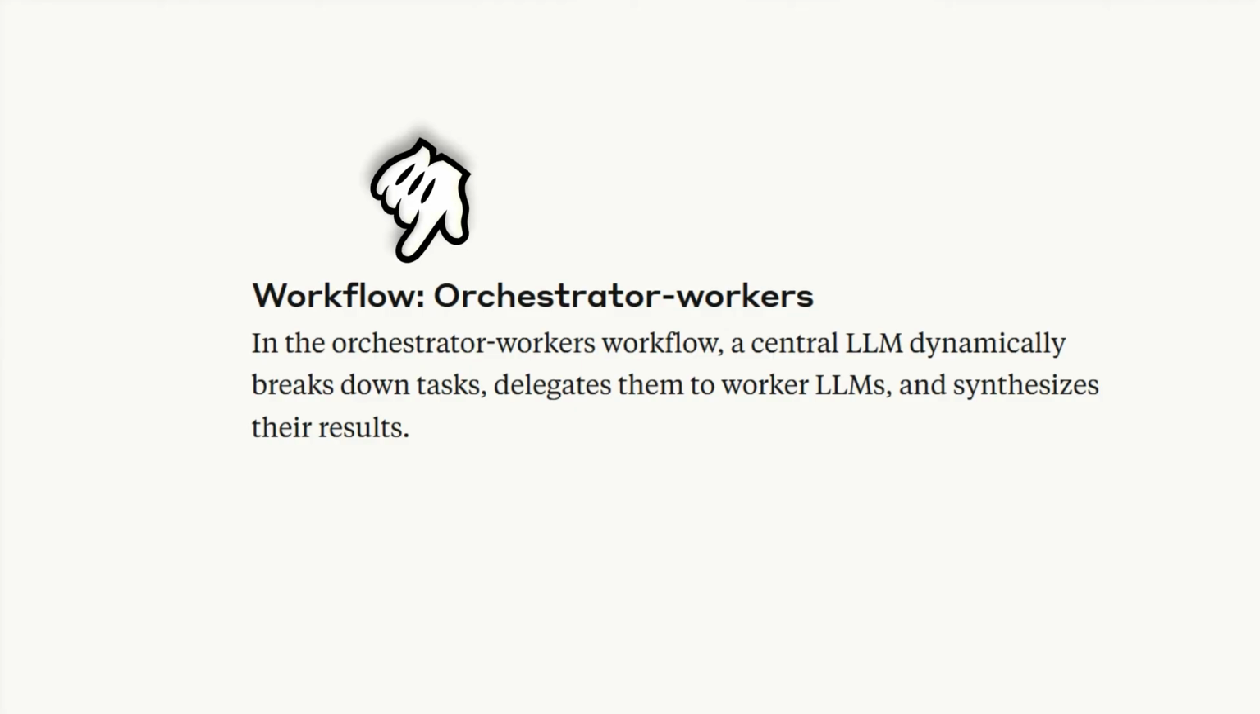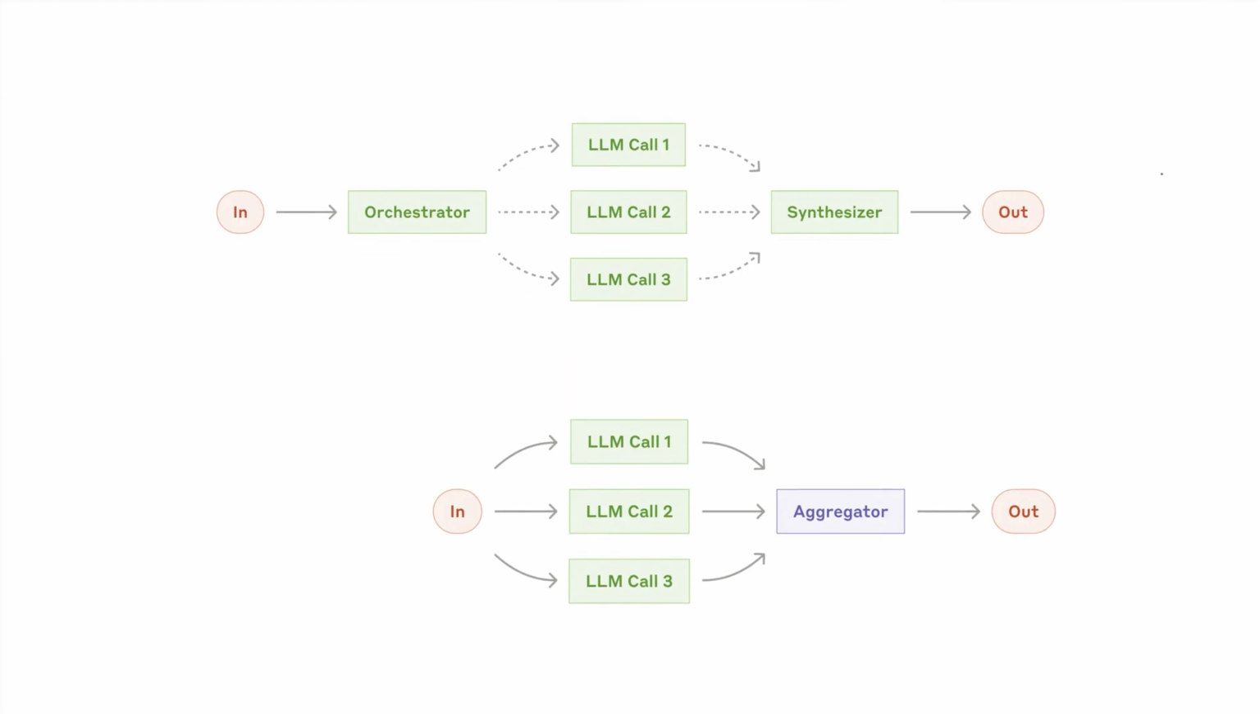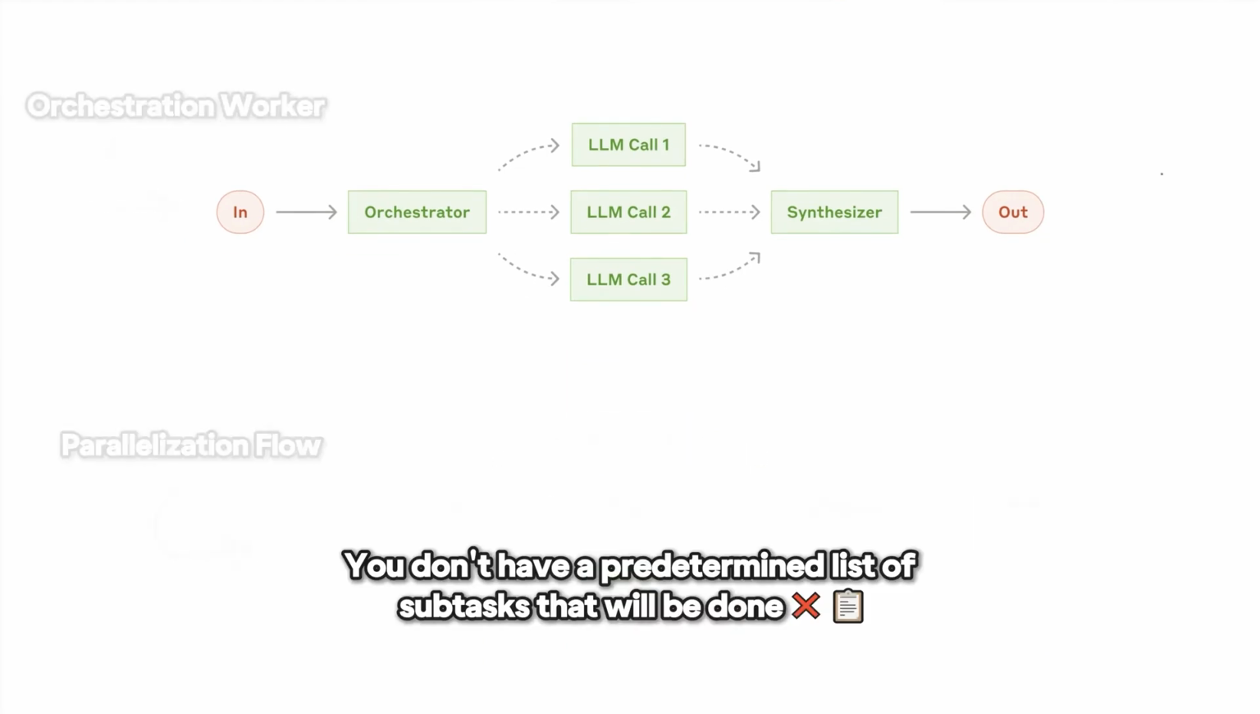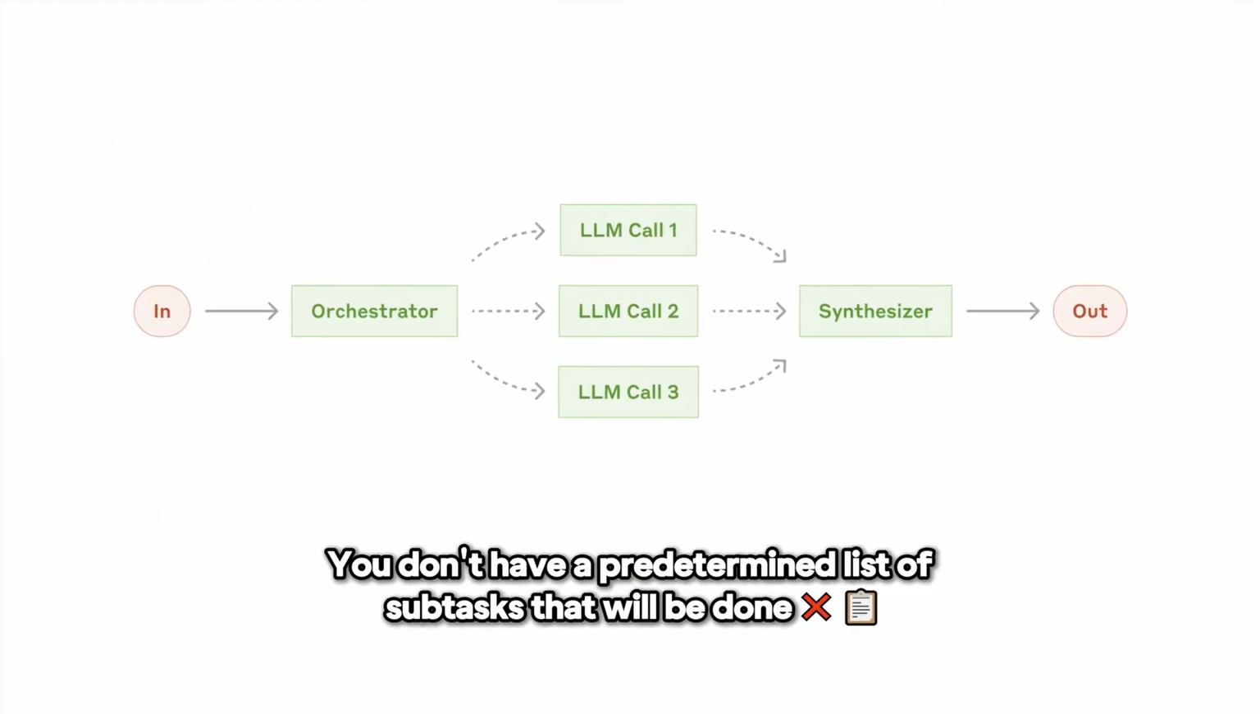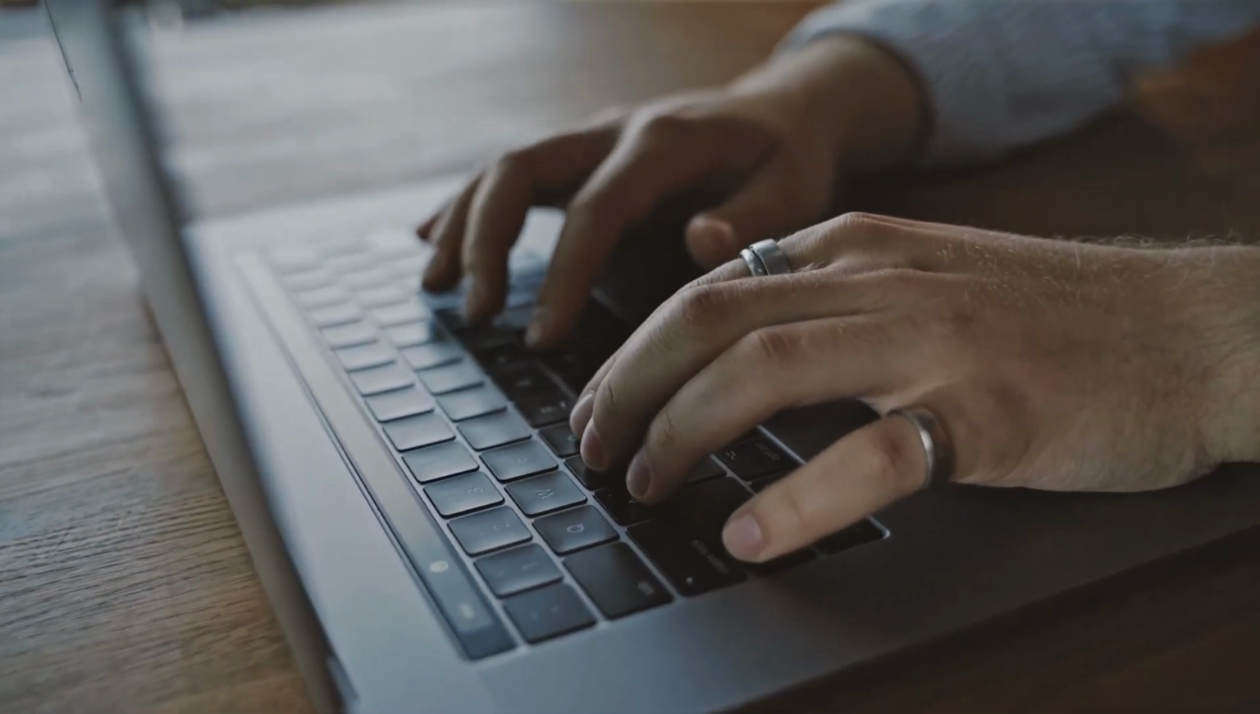Building on complexity, the next workflow is the orchestrator worker. This workflow looks a lot like parallelization. The difference being it does not use a predetermined list of subtasks to complete. This is great for complex problems where you don't need to know the exact subtask needed.